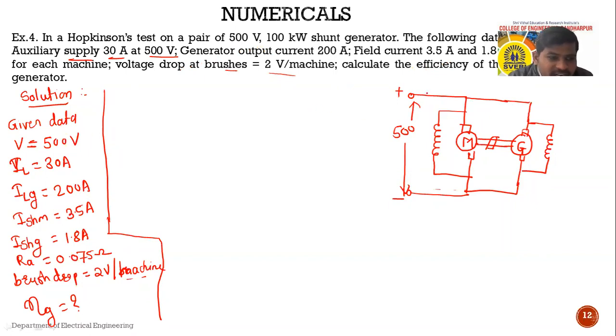So for that, represent the data which is given. Supply voltage is 500. Then the supply current, or the auxiliary supply, is equal to 30 ampere. हा जो काय current असेल, it is equal to 30 ampere. Now the generator output current is given. Is this current the load current of the generator or the armature current of the generator? तो load current असेल का armature current असेल? Output current of the generator.